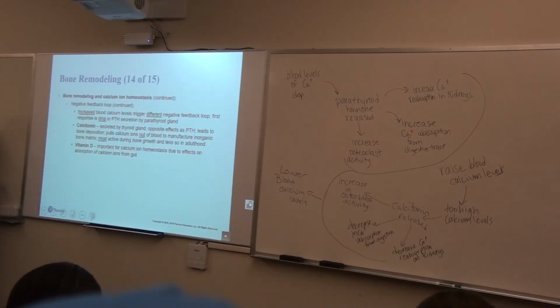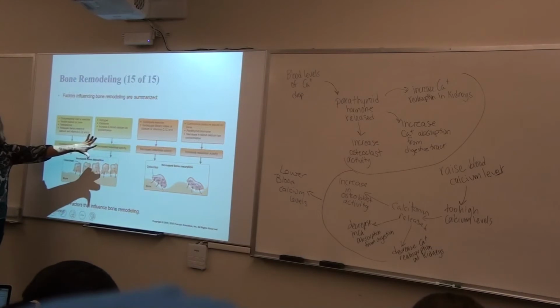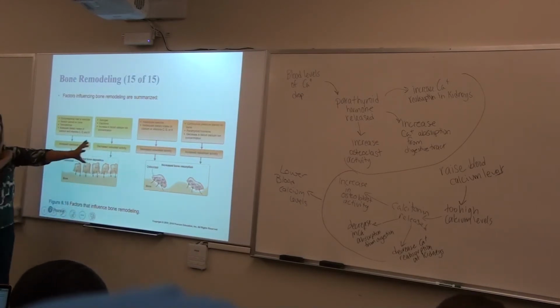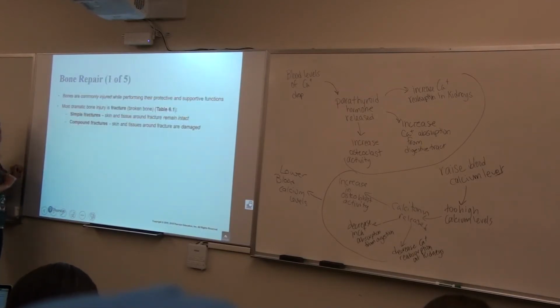Calcitonin is the opposite, right? Calcitonin comes from the thyroid. It's going to do bone deposition, so it's pulling calcium out of the blood. And so, in summary, all the things that are going to affect remodeling: the amount of tension and stress, all of our hormone levels, not just testosterone, growth hormone, and estrogen, but also calcitonin and PTH, exercise, all of these things. Our osteoclast and osteoblast activity are affected by many things.